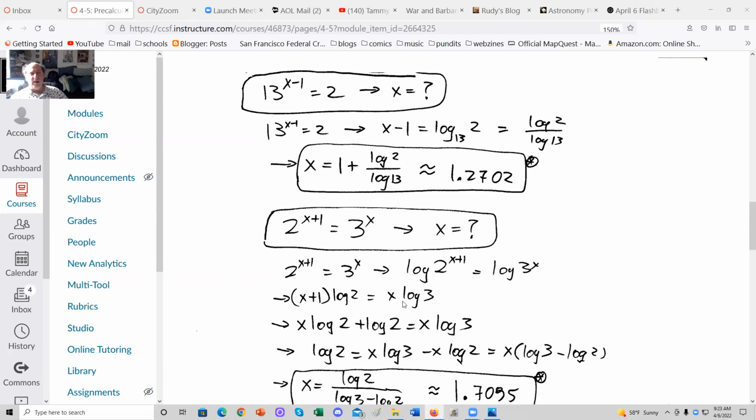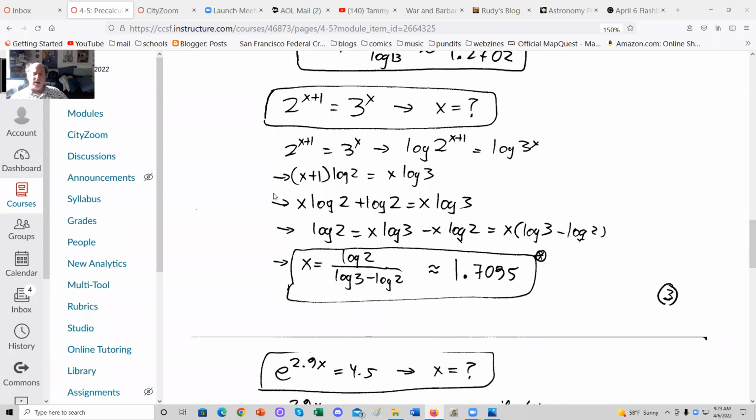At this point, it's basically a linear equation. First, we'll distribute the log 2 over on the left side. x log 2 plus log 2 equals x log 3. Then let's transpose the x log 2 to the other side by subtracting it from both sides. And so I get log 2 equals x log 3 minus x log 2. So in other words, x times log 3 minus log 2. Then divide by log 3 minus log 2 on both sides and get x equals log 2 over log 3 minus log 2, approximately 1.7095.